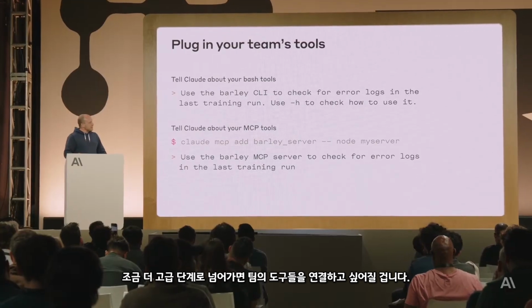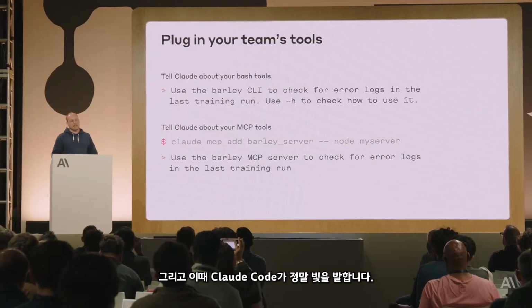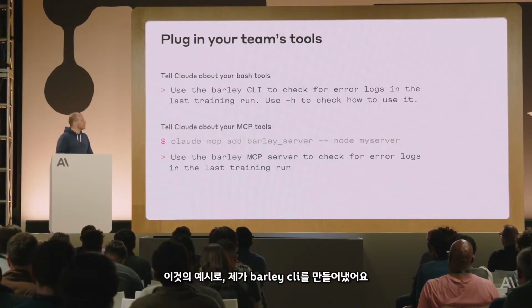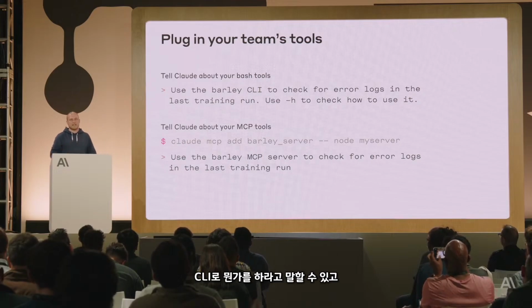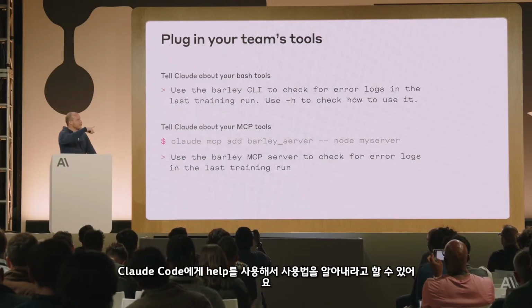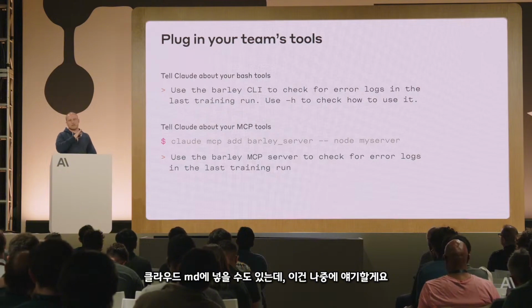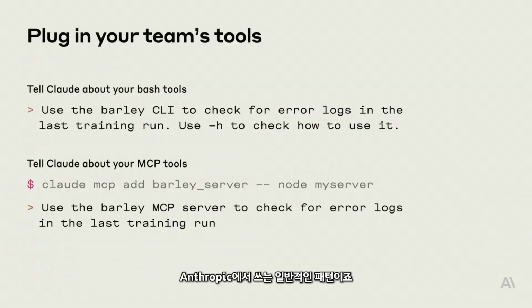As you get a little bit more advanced, you're going to want to start to plug in your team's tools. And this is where Claude Code starts to really shine. There are generally two kinds of tools. One is bash tools. An example of this, I just made up this Barley CLI. This isn't a real thing. But you can say, use this CLI to do something. You can tell Claude Code about this, and you can tell it to use, for example, --help to figure out how to use it. This is efficient. If you find yourself using it a lot, you can also dump this into your CLAUDE.md, which we'll talk about in a bit, so Claude can remember this across sessions. This is a common pattern we follow at Anthropic, and we see external customers use too.